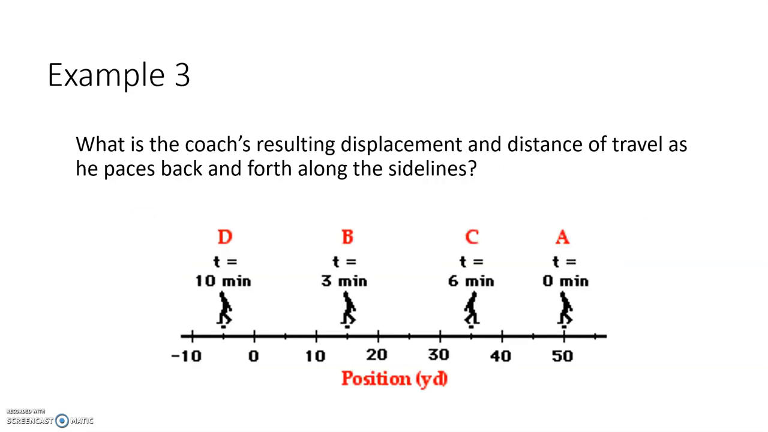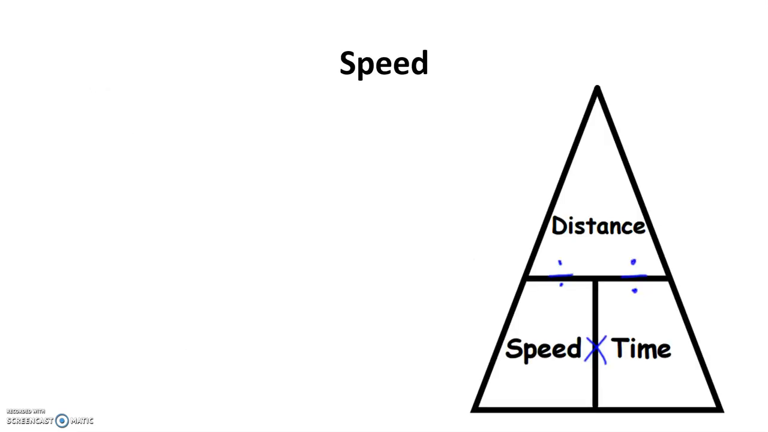Same thing here. What is the coach's result in displacement and distance of travel as he paces back and forth along the sideline? Well, if we notice, he's just going back and forth. His displacement is not going to be much at all, but his distance will be quite a bit. All right, so here's a graph that we use to calculate speed.